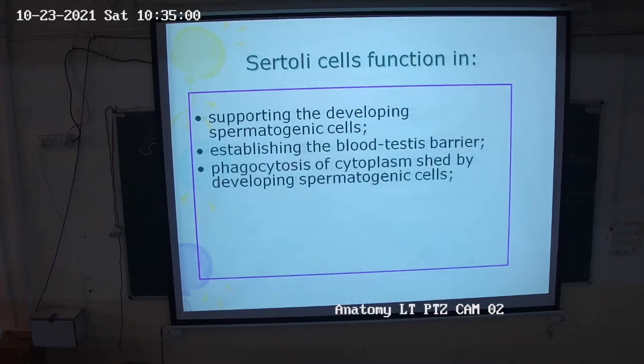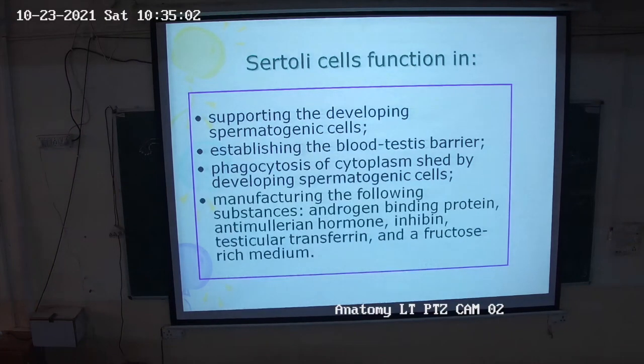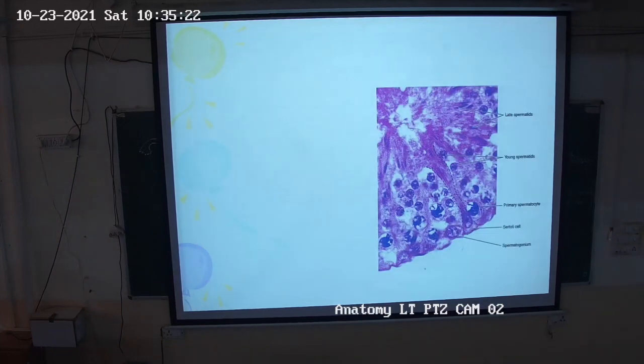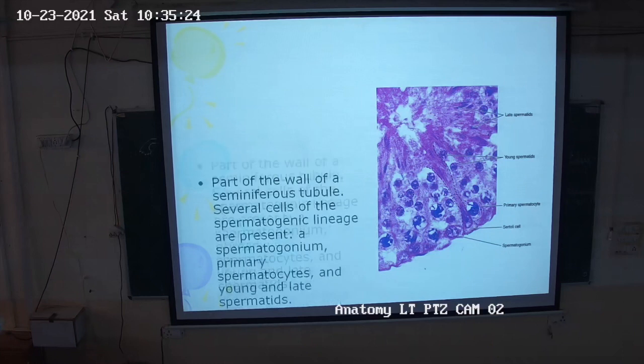So they act as supporting cells, they form the blood testis barrier, and they phagocytose the cytoplasm. During maturation of spermatids, the cytoplasm disintegrates, and that will be phagocytosed by the Sertoli cells. Then androgen binding protein will be secreted, inhibin will be secreted, and a fructose rich medium. Testosterone is secreted by the interstitial cells of Leydig.